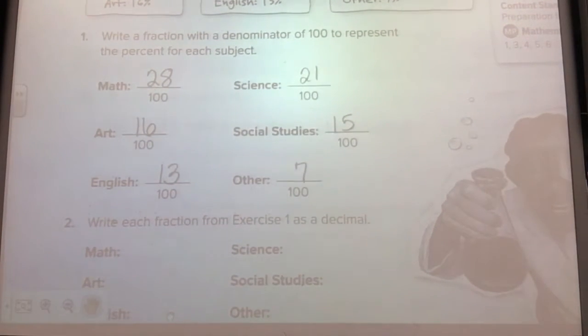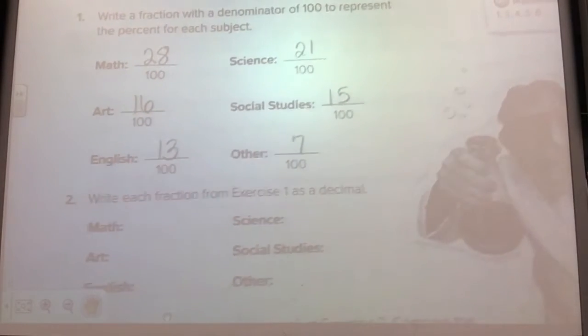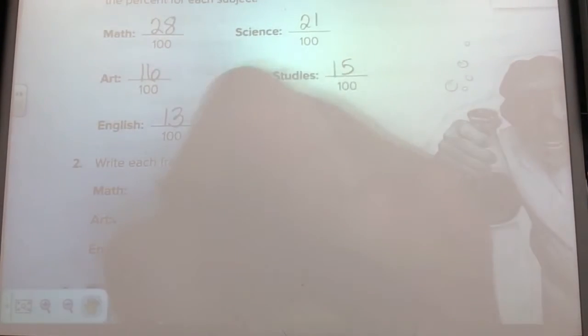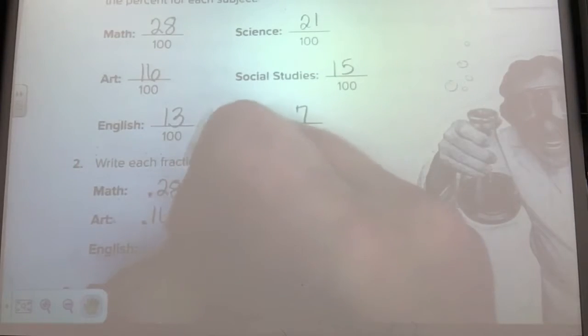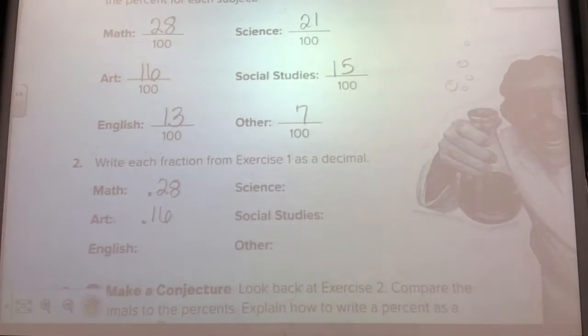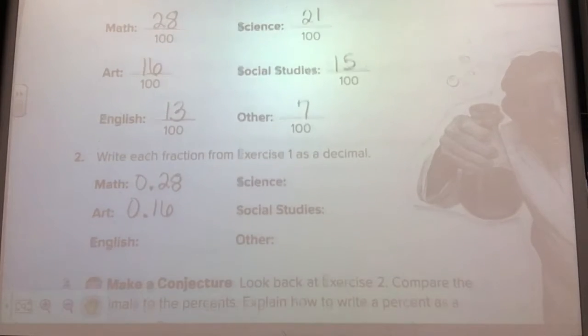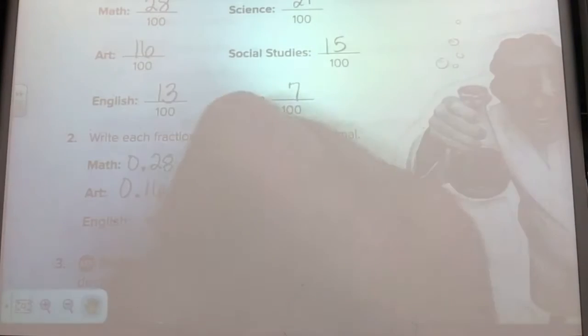Write each fraction as a decimal. Well, let's think about that. We've got 28 hundredths. How would we write that? 0.28. How about art? 16 hundredths. Think about your place value. Probably want to put a 0 here. It just clarifies that you don't have any whole numbers. How about English? 13 hundredths.